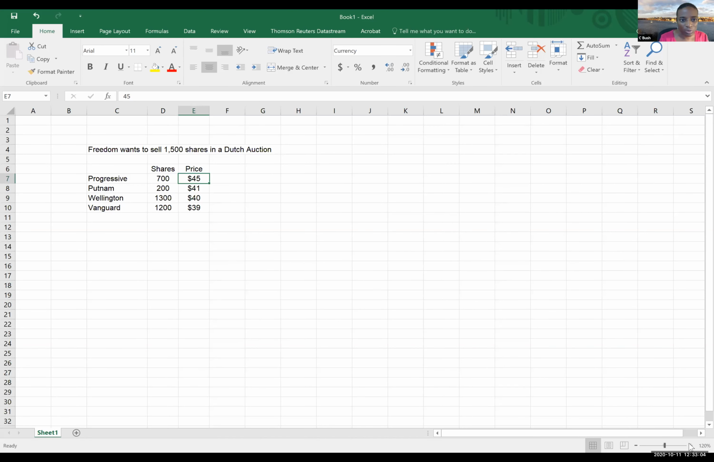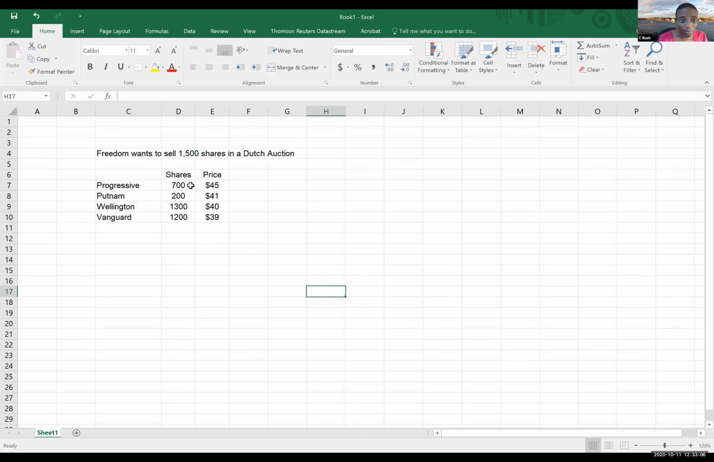So this was the question. I believe I typed this right. Progressive wanted 700 shares at $45. Putnam wanted 200 shares at $41. Wellington wants 1,300 shares at $40. And Vanguard wanted 1,200 shares at $39. Okay, so I told you to start with the high price, which would be $45. Notice I put everything in order.